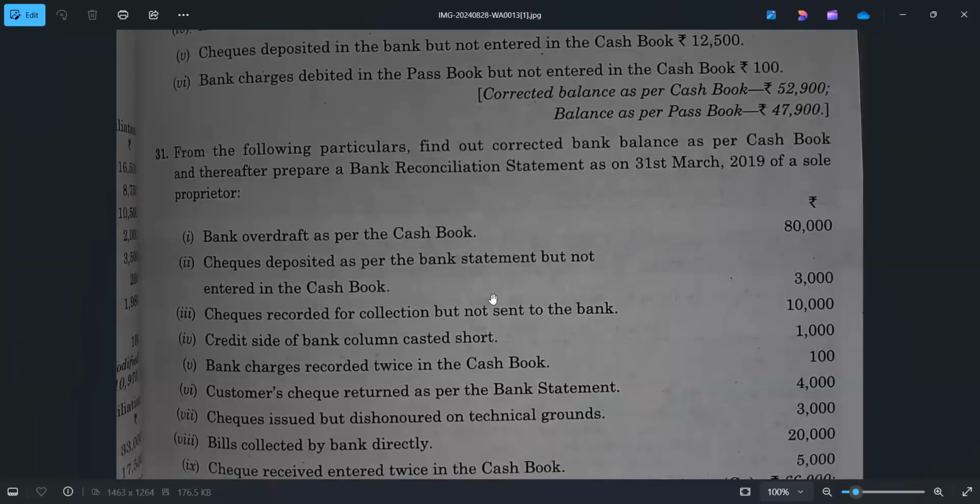So in this question, we have to prepare the cash book also. Now read the transactions first. We'll discuss every transaction and then we will solve the question. First transaction is check deposited as per the bank statement but not entered in the cash book. Tell me, will it go in cash book or bank reconciliation statement?